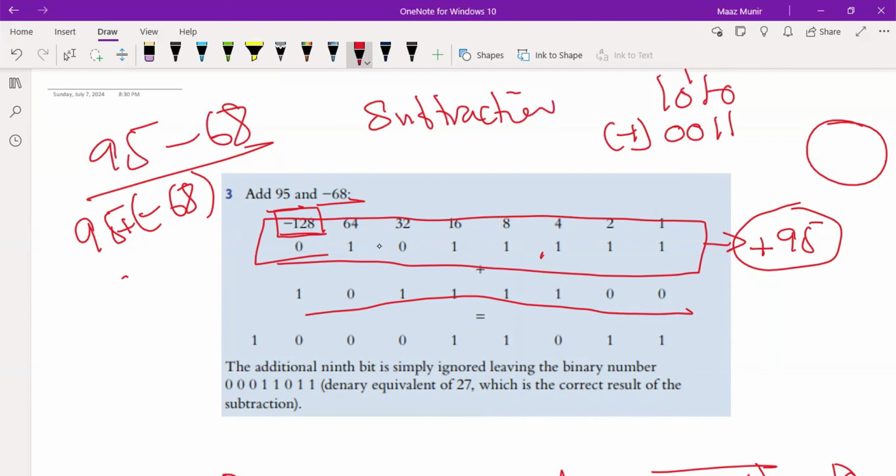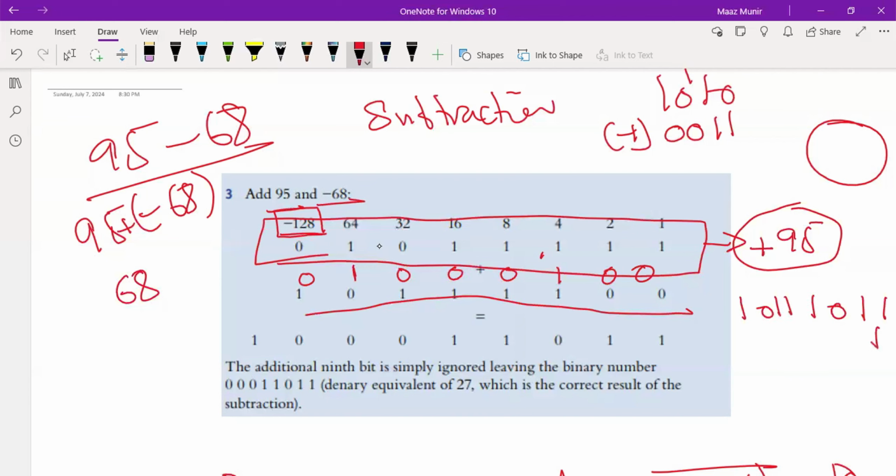Again, they would have had positive 68 and then flipped it. Let's do it, guys. 1 2 4 8. We have 68, right? We're going to get 64: 0 1 0 0 0 1 0 0. When we flip this, what do we get? We're going to get 1 0 1 1 1 0 1 1.